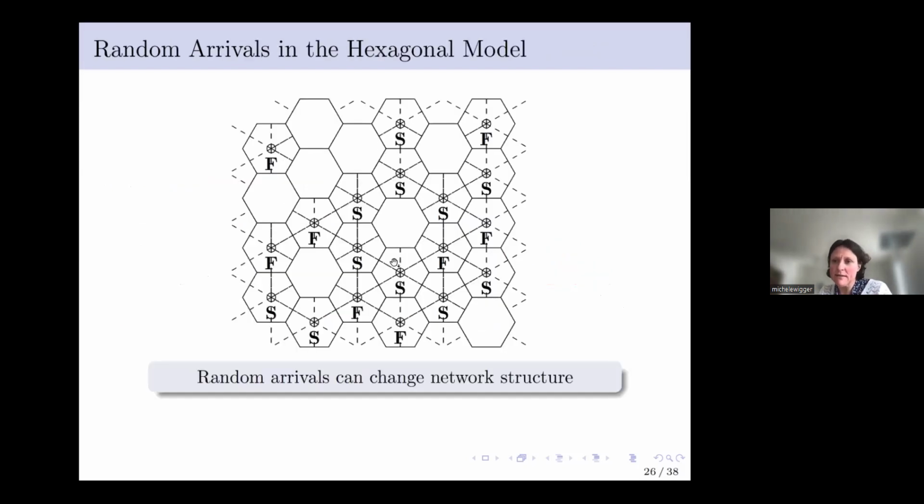So let's look at this hexagonal model and the random arrivals. Here we just have the network. Of course, a priori, each cell interferes with the 6 neighboring cells. But now that we have random arrivals, some cells, which are put here in white, didn't get any data, so there's nothing to send. And so only the others have something to send.